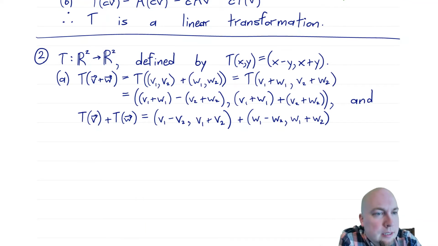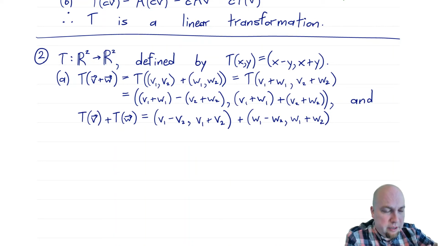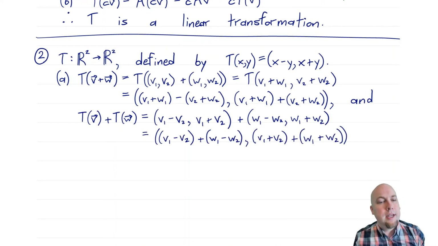T of V, well, just use our formula here. It's V1 minus V2 in the first entry and V1 plus V2 in the second entry. And then T of W, same thing except with W's. It's W1 minus W2 in the first entry, W1 plus W2 in the second entry. Okay, and now just use your definition of vector addition here and add things up.